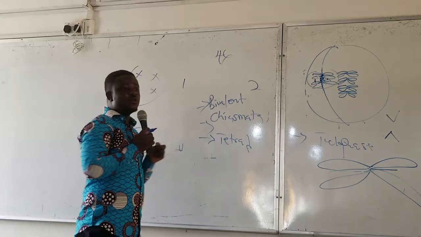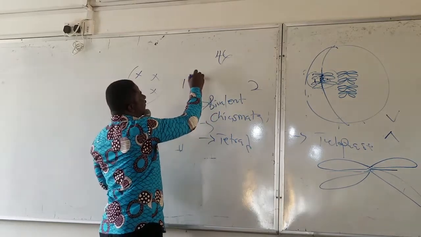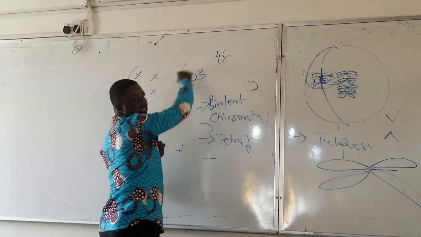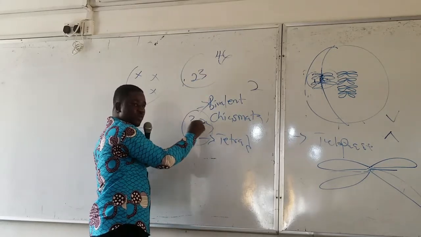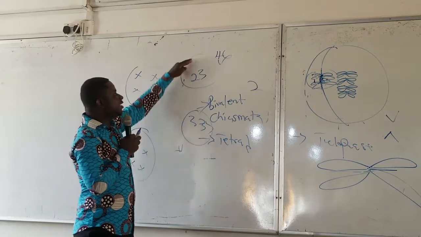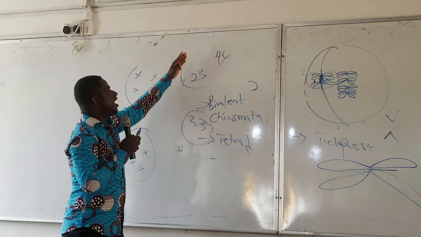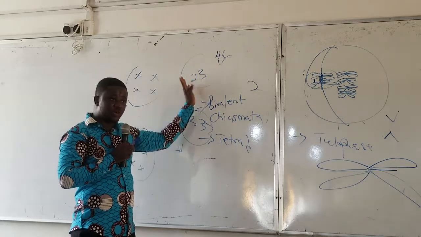So at the end of meiosis 1, you have how many chromosomes? 23 chromosomes on this side, 23 chromosomes on this side. And note that each of these 23 chromosomes is made up of 2 chromatids. So another division will happen in each of the 2 cells.